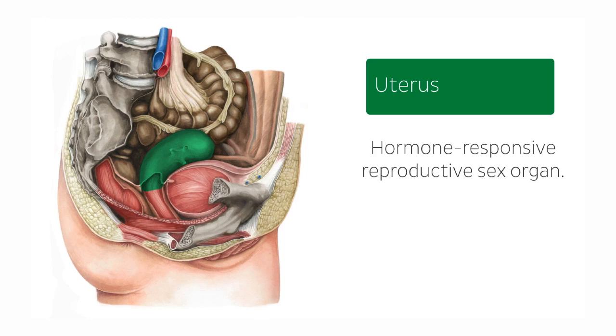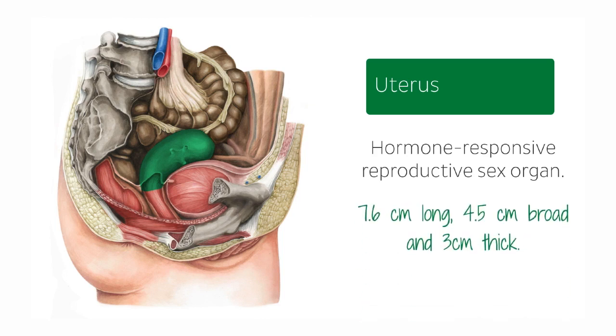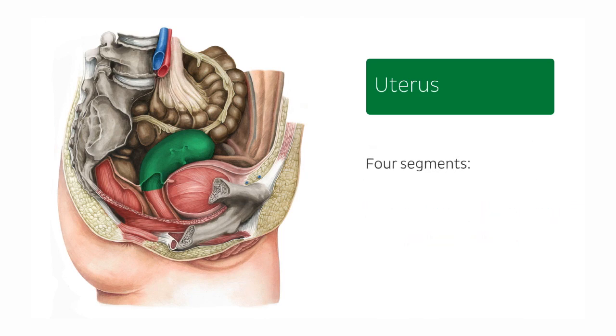The uterus is located inside the pelvis, immediately dorsal to the urinary bladder, as you can see here clearly on this image, and also ventral to the rectum. The human uterus is pear-shaped and about 7.6 centimeters long, 4.5 centimeters broad, side to side, and 3 centimeters thick. The uterus can be divided anatomically into 4 segments: the fundus, the corpus, the cervix, and the internal os, or the internal orifice of the uterus.